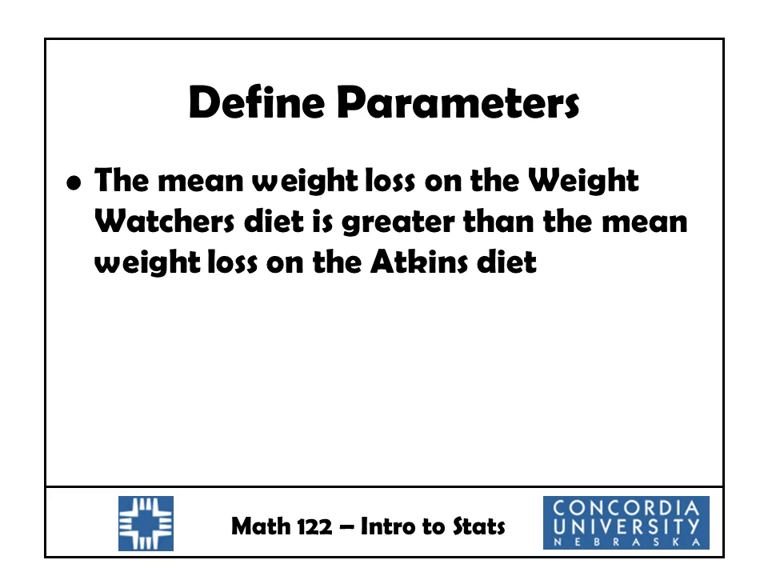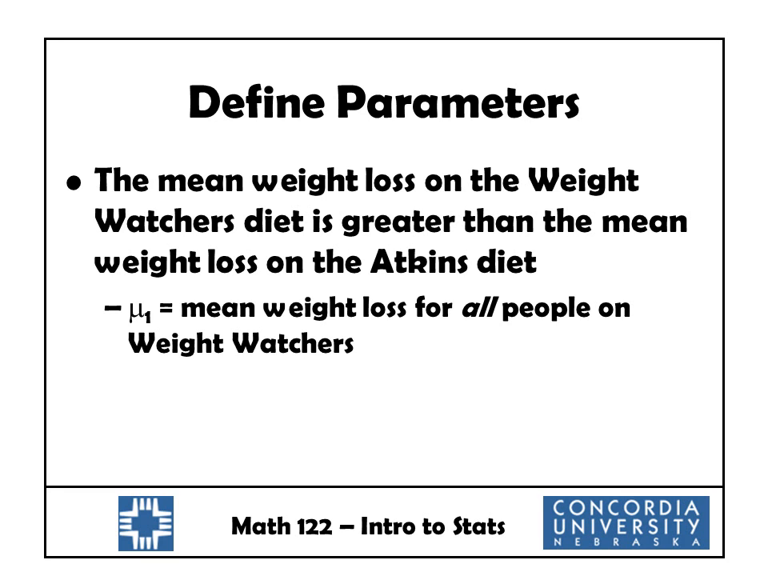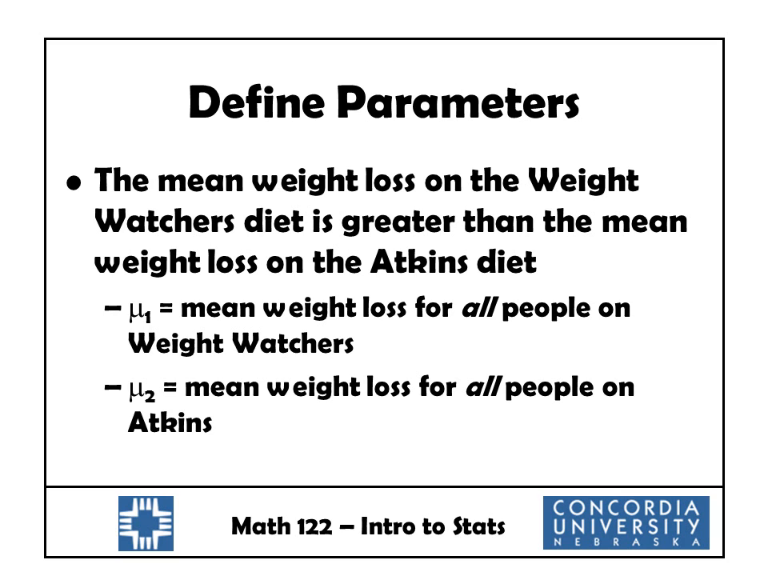Now we need to define our parameters. We have two parameters in this case, just like in the first example, but here we have mu1 and mu2 because it's a claim about means. So mu1 would be the mean weight loss for all people on Weight Watchers. Mu2 would be the mean weight loss for all people on Atkins. Again, we stress the word all there because we're making a claim about the populations of people on Weight Watchers and the population of people on Atkins, not just our samples of 40 people each.